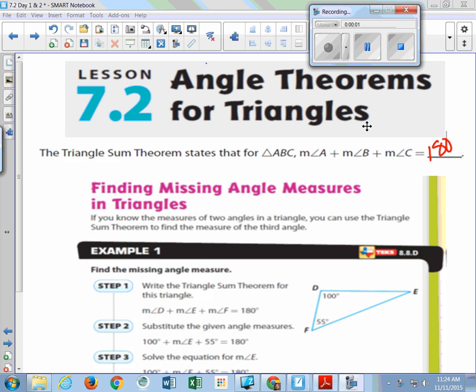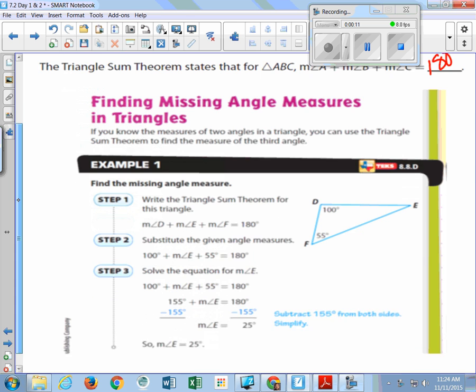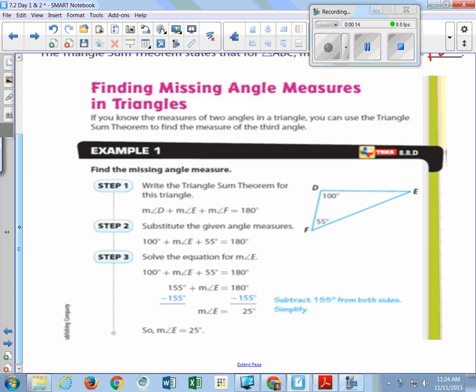Let's have the two angle theorems for triangles. We're going to be finding missing angle measures in triangles. So that means we're going to find the missing interior angles for a triangle. We know that if we add all the angles of a triangle up, they equal 180. So we can take that knowledge and use it to find missing angles.